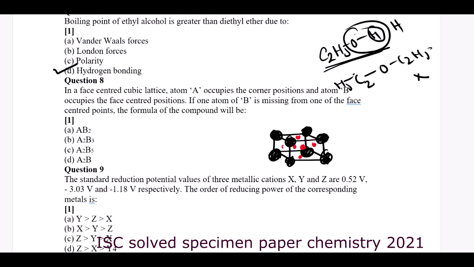But in the next part you have seen here, if one atom B is missing from one of the face center points, what is the formula? One atom missing. So we have made a missing of one atom.